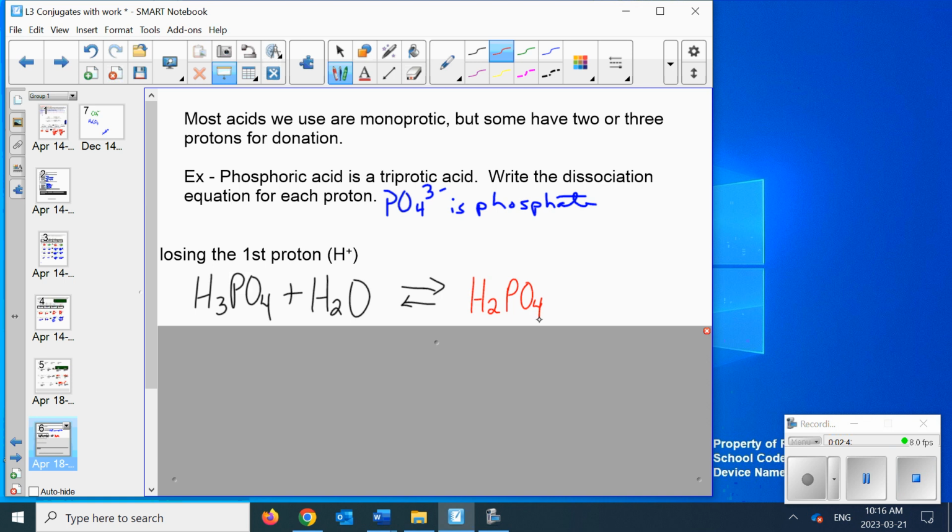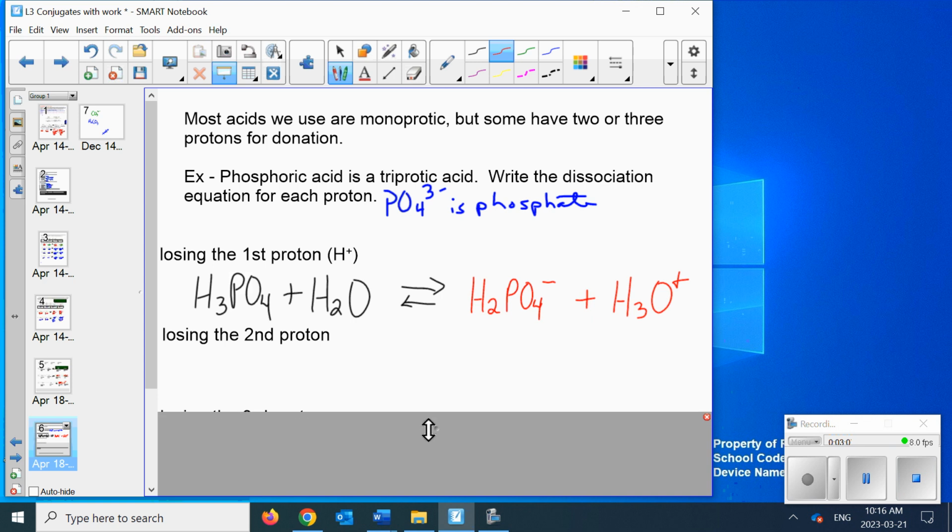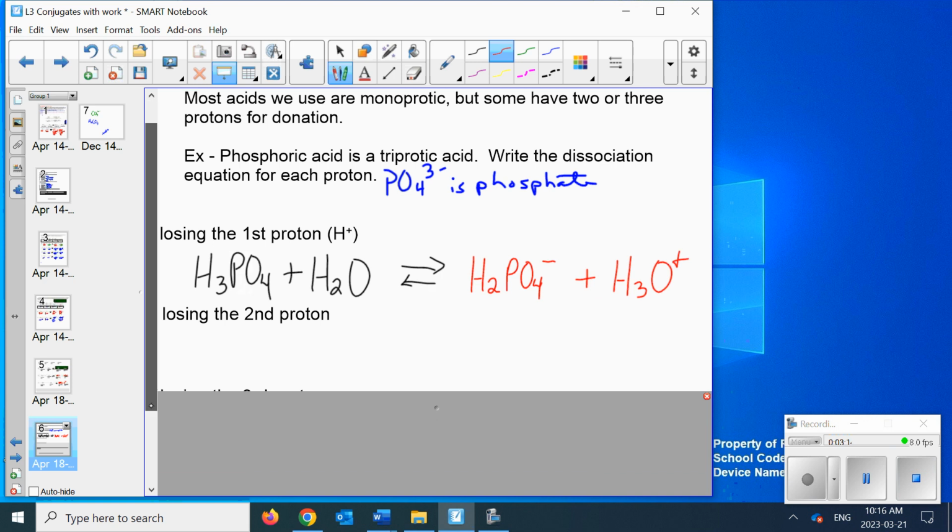H2PO4. Now I've taken off an H plus, so H3PO4 has 0 charge, and this one will have a negative 1 charge. And we add it to water, forming hydronium. We've got that. It would only happen one at a time. But if I make conditions right, you can lose the second proton.